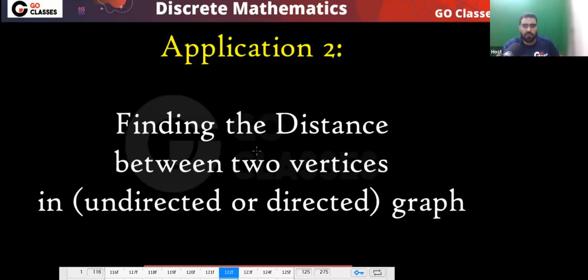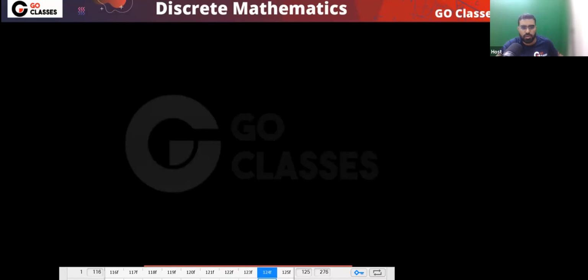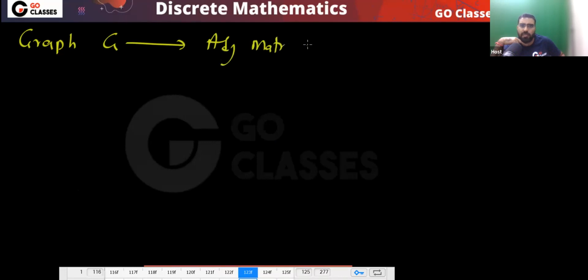Application number 2 is to find the distance between two vertices in a directed or undirected graph. Whether you have a directed graph or an undirected graph, how can you find the distance between two vertices? This is also quite easy. Let's assume you have a graph G, and this graph can be anything. The adjacency matrix that you have is M.